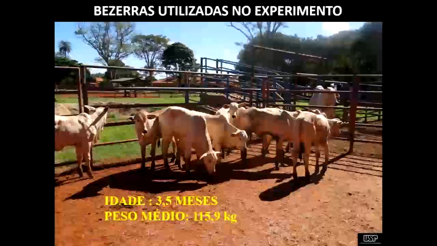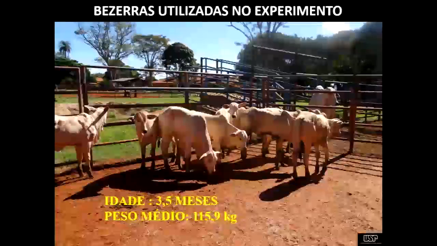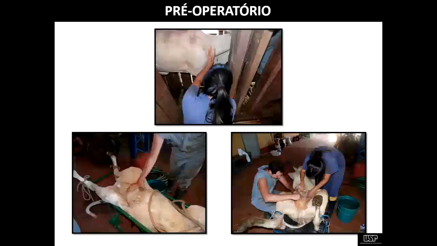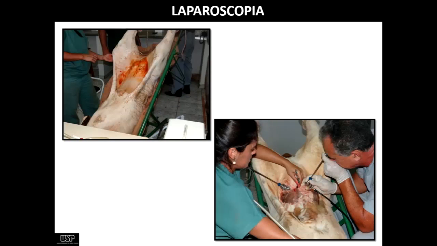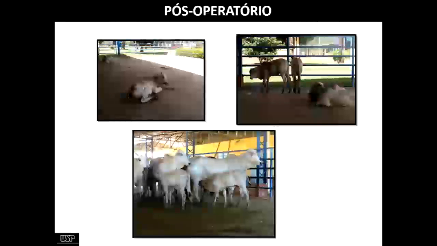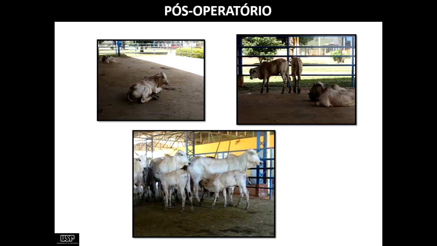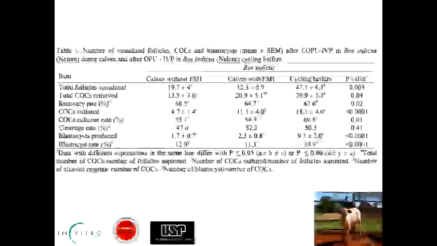Here are the donors. This is at São Paulo University, where we have a farm for the donors. Here is my student preparing for the aspiration. Here is Julio doing the laparoscopy aspiration. After the laparoscopy, the donors go back to their mothers, with no problem. We have aspirated more than 200 animals with no problem for the health of the donors.